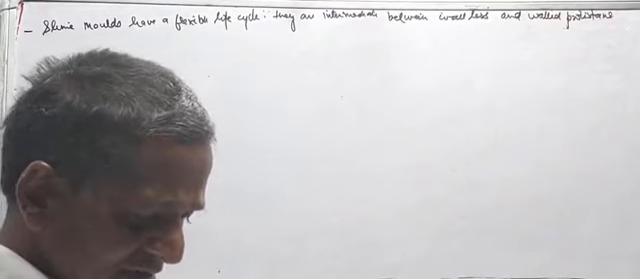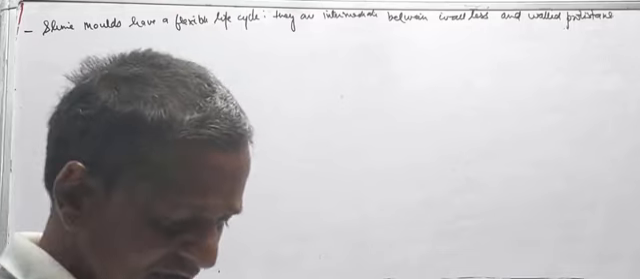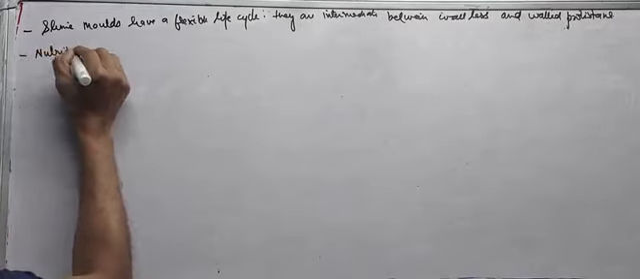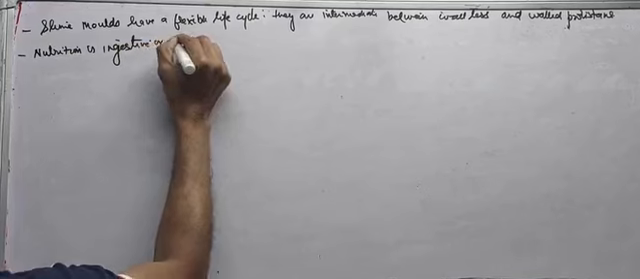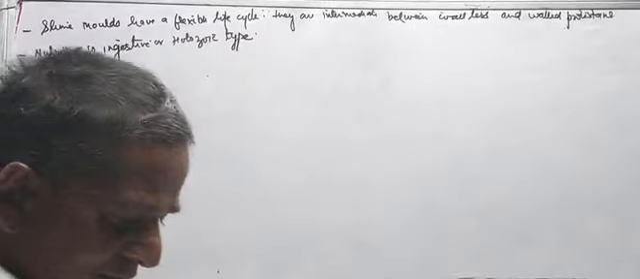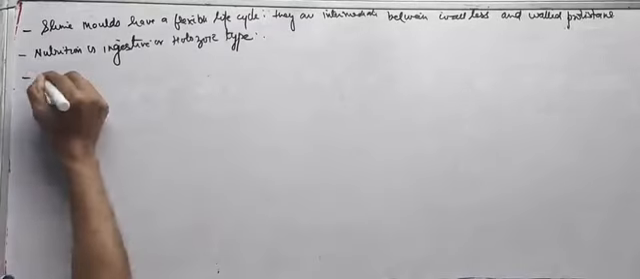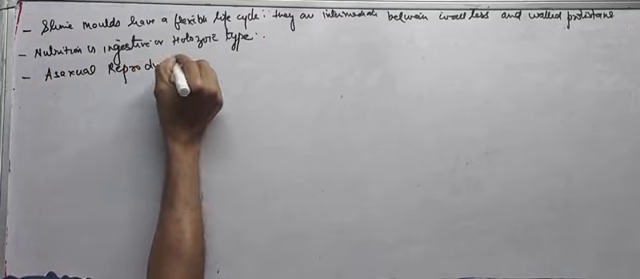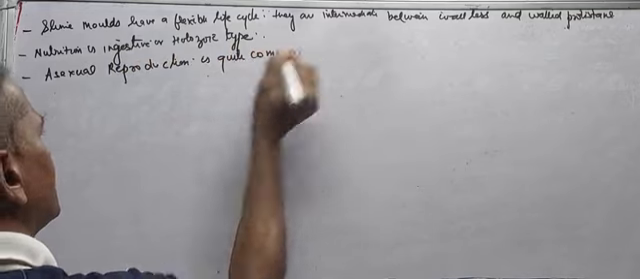Nutrition is ingestive or holozoic type. Asexual reproduction is quite common.